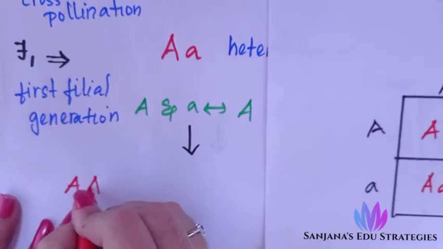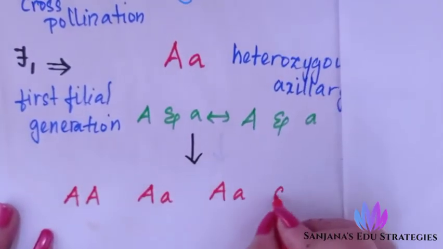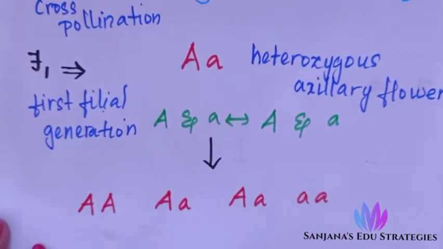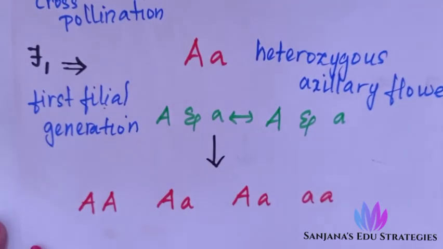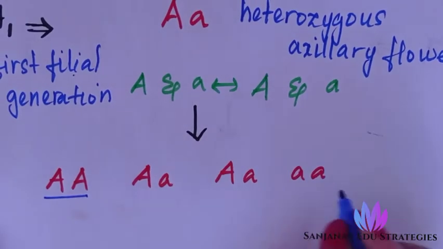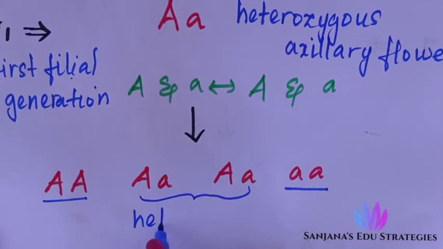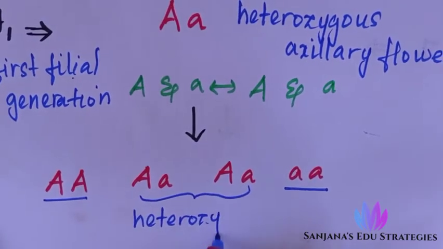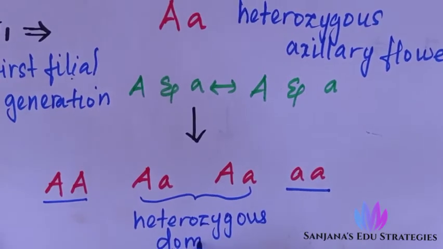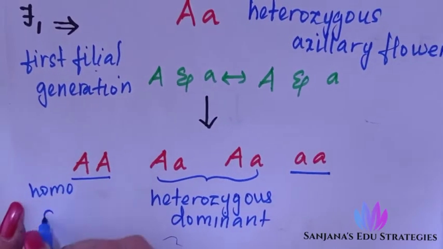Capital A, capital A, small a, small a. Okay, so these many offsprings are being formed. Children? Yes. So here one is homozygous dominant, another one is homozygous recessive, and two are heterozygous dominant.